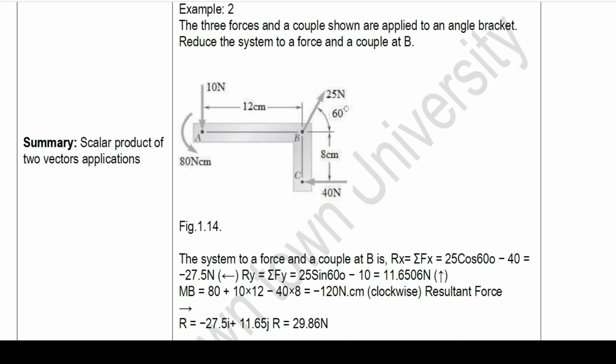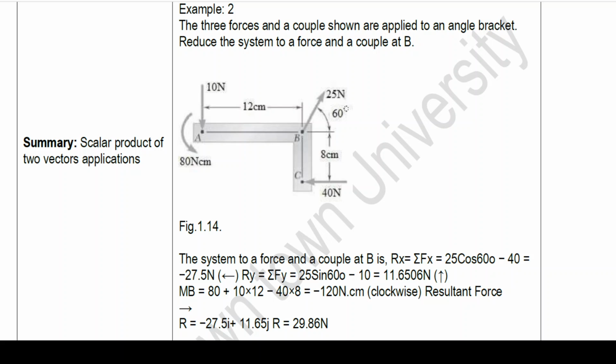Now again we have one moment out there, right? So this moment is acting in anti-clockwise direction, so we are considering this moment as positive. Now if you see this is positive, then we have the resultant force here. So if you find out the moment about point B, how will you find out the moment about point B? We have just considered the magnitude of the forces.